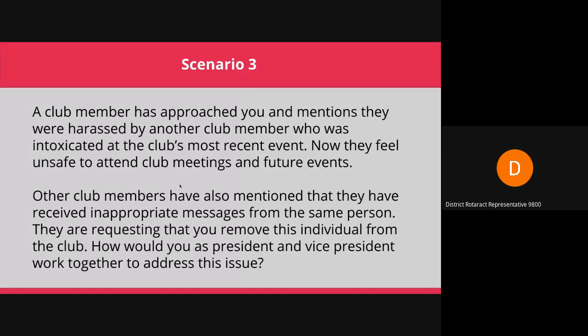So a club member has approached you and mentions they were harassed by another club member who was intoxicated at the club's most recent event. Now they feel unsafe to attend the club's future meetings and events. Other club members have also mentioned that they have received inappropriate messages from the same person. They are requesting that you remove this individual from the club. How would you address this as president and vice president and work together to address the issue?